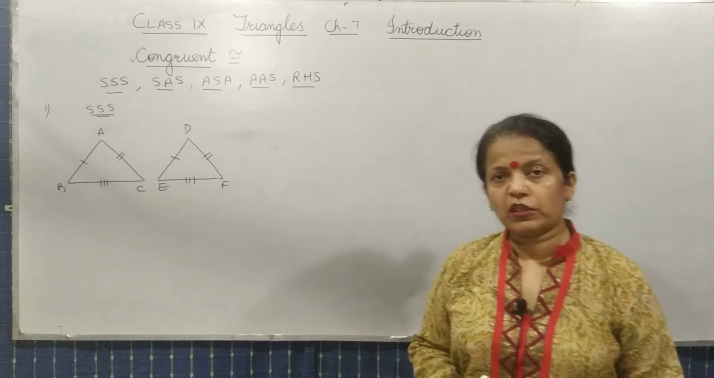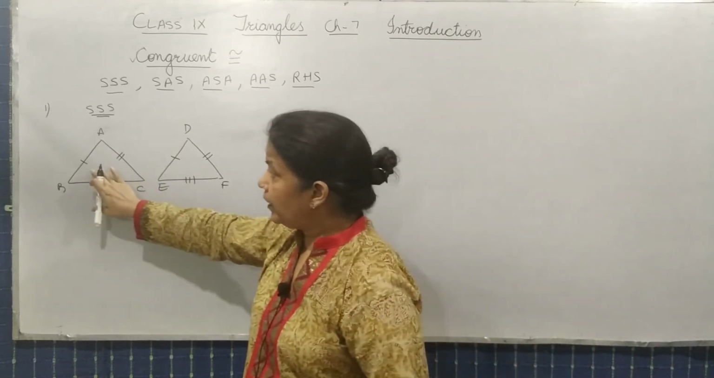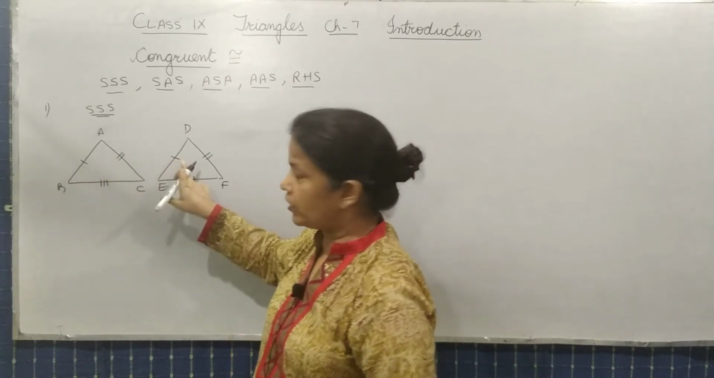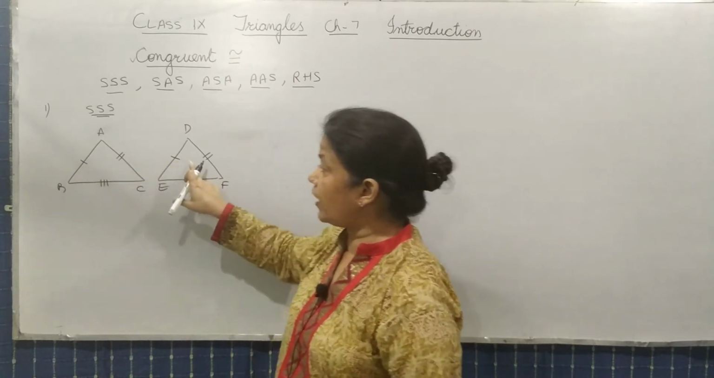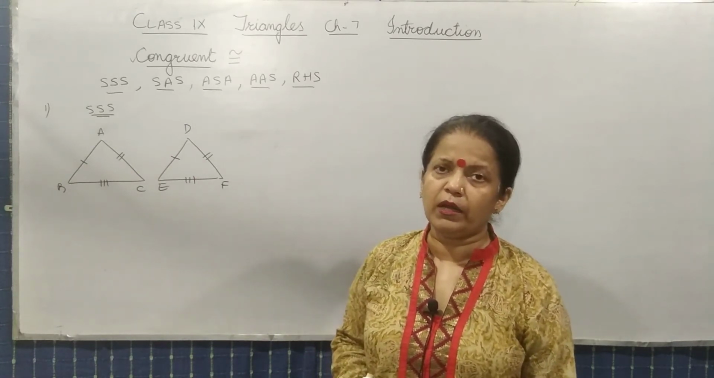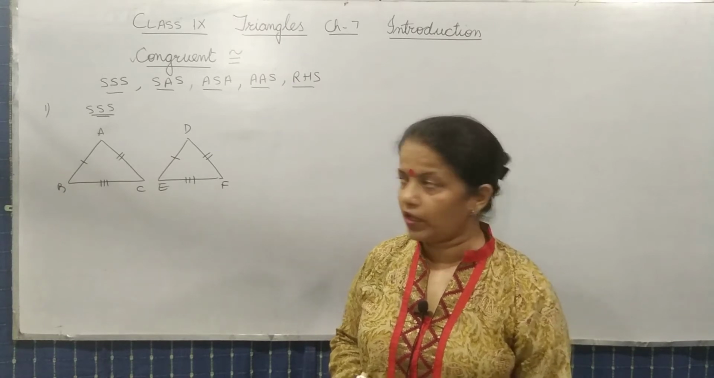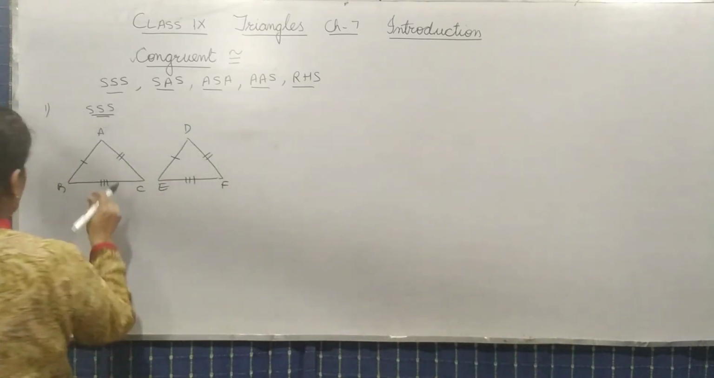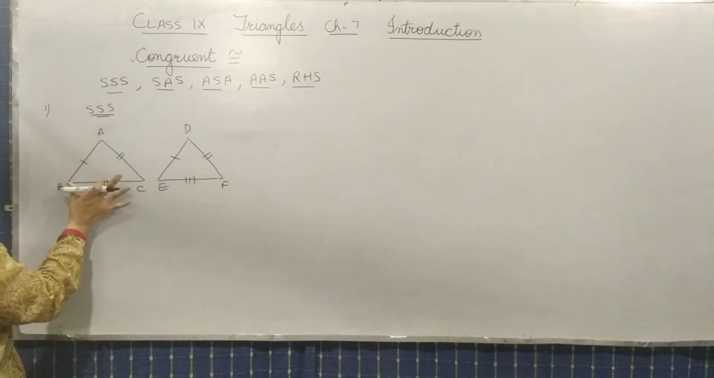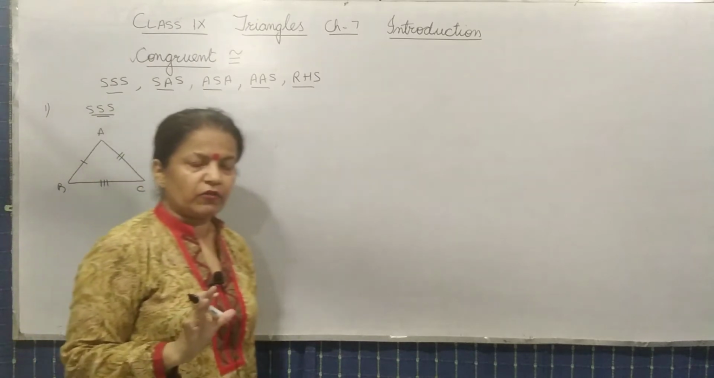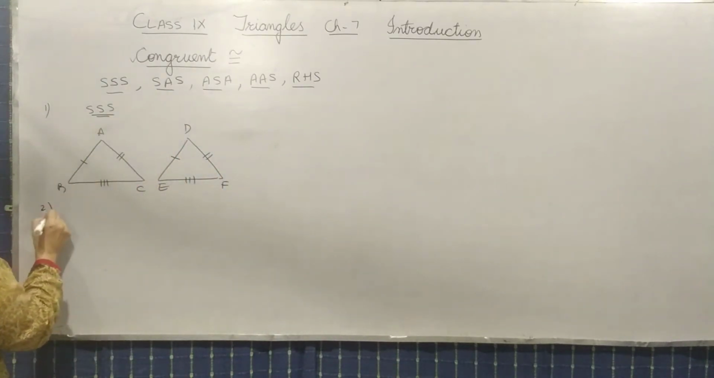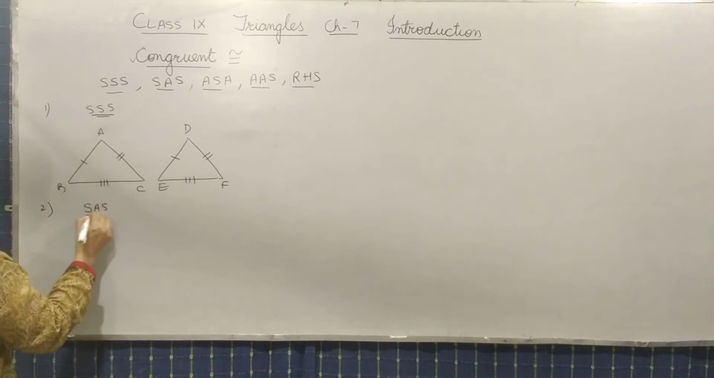देखिए corresponding, so what will be the definition of SSS congruency? If all the sides of one triangle are equal to the corresponding sides of another triangle, then the two triangles are congruent by SSS congruency. Okay, so this is SSS. In this case, AB equals DE, AC equals DF, corresponding sides, and BC equals EF. So, ये SSS congruency.